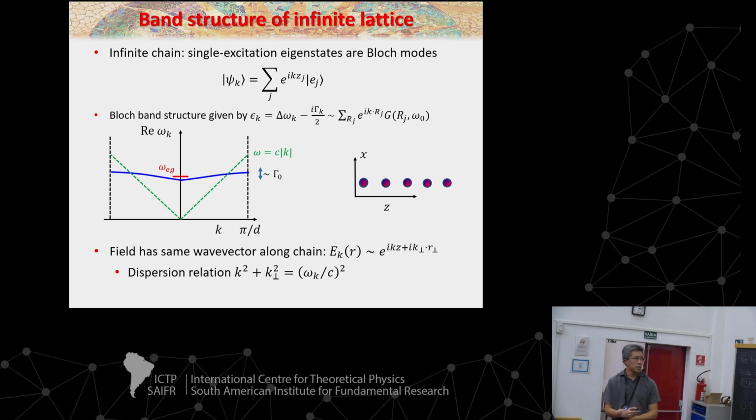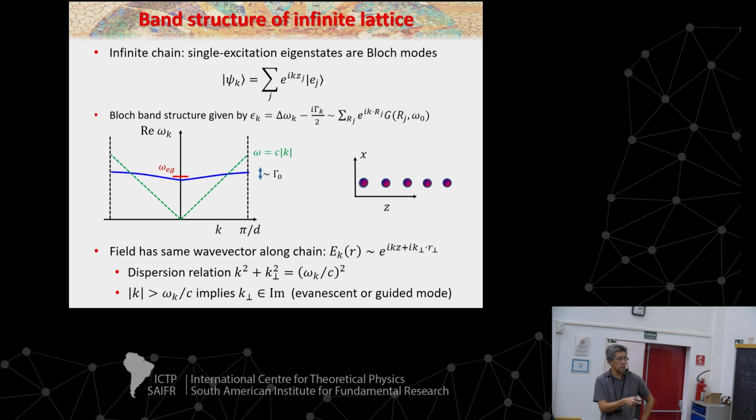And I mentioned the other day that to satisfy Maxwell's equations, the components of k cannot be arbitrary. They have to satisfy this dispersion relation, where the in-plane k squared plus the out-of-plane k perpendicular squared equals omega over c squared. And similar to the argument I made the other day, if k itself is bigger than omega over c, then the only way to satisfy this dispersion relation is if the perpendicular component of the wave vector is imaginary.